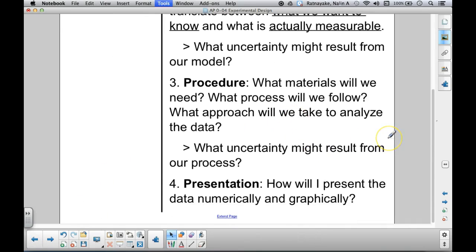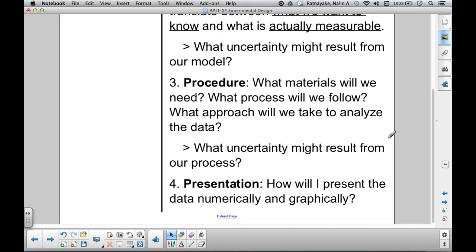Third, I should define a procedure. What materials am I going to need? What process am I going to follow? And what approach am I going to take to analyze the data afterward? There should be a plan for that. And the reason we want to plan for it up front is so that we can make sure we don't run into any unexpected issues.